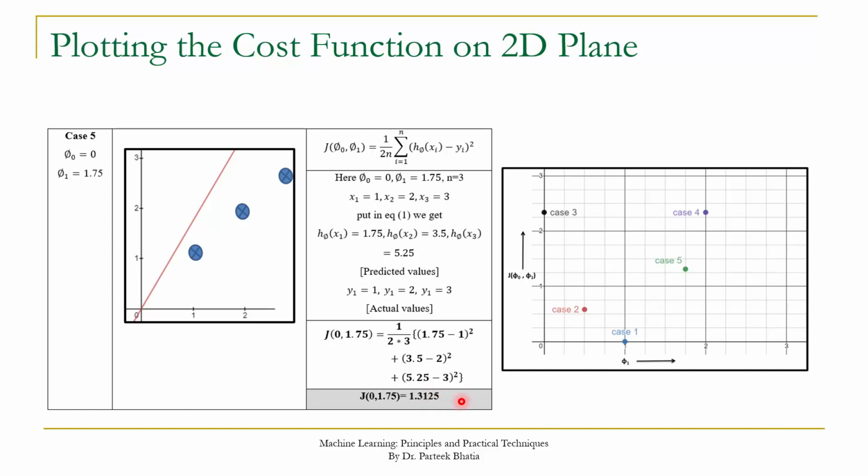Let us represent this over graph. Here phi1 is 1.75 and for this the value of cost function is 1.31. So it will be somewhere here. So this is case 5.